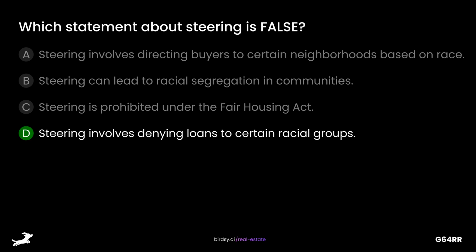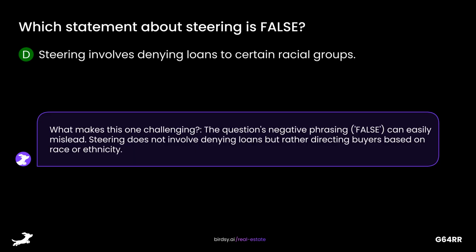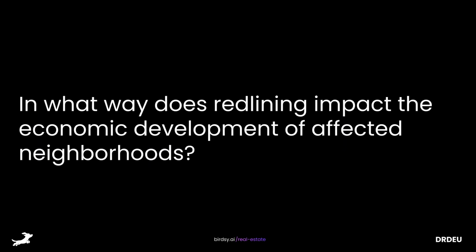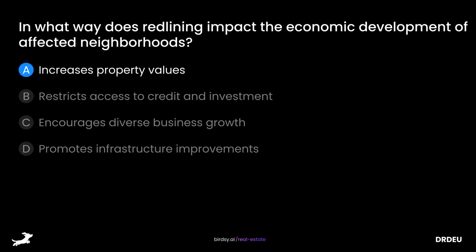The answer is D. Steering involves denying loans to certain racial groups. What makes this one challenging? The question's negative phrasing, "false," can easily mislead. Steering does not involve denying loans, but rather directing buyers based on race or ethnicity. In what way does redlining impact the economic development of affected neighborhoods? Is it A, increases property values, B, restricts access to credit and investment, C, encourages diverse business growth, or D, promotes infrastructure improvements? The answer is B, restricts access to credit and investment.